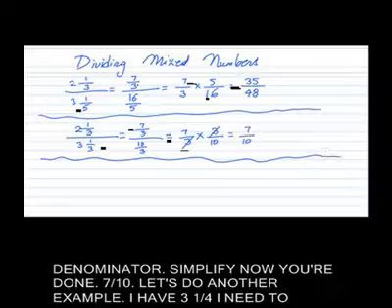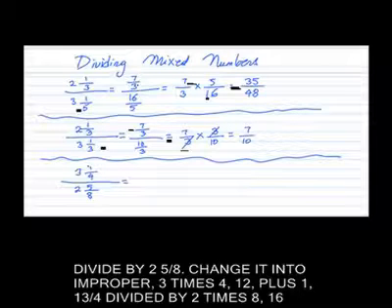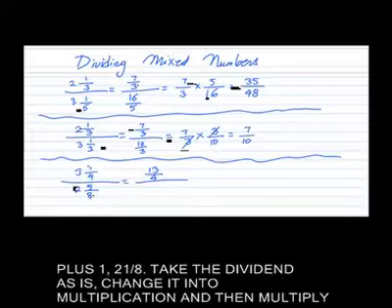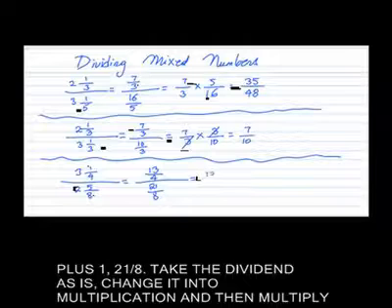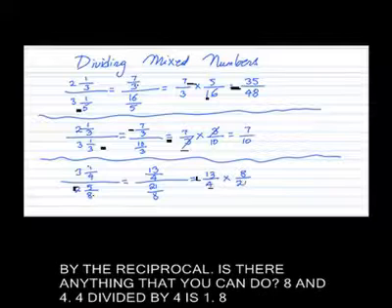Let's do another example. I have 3 1/4 that I need to divide by 2 5/8. Change it into improper. 3 times 4, 12, plus 1, 13/4, divided by 2 times 8, 16 plus 1, 21/8. Take the dividend as is, change it into multiplication, and then multiply by the reciprocal.